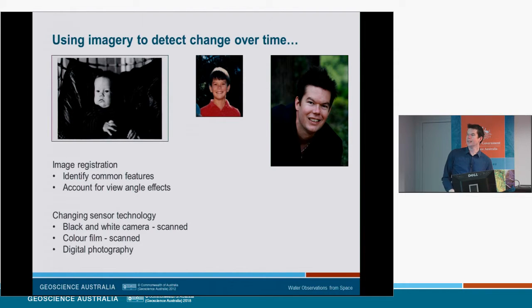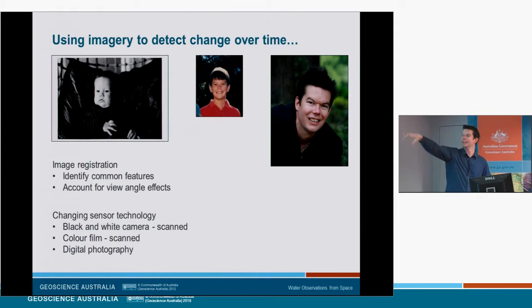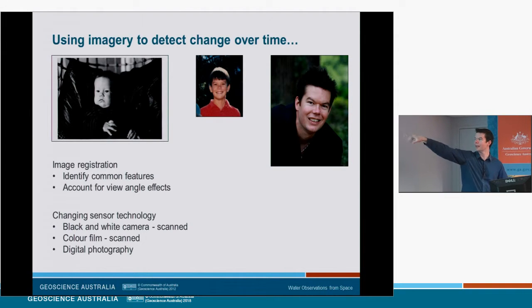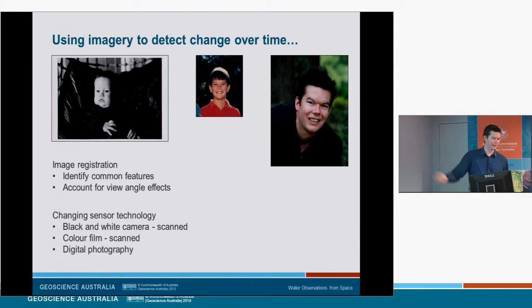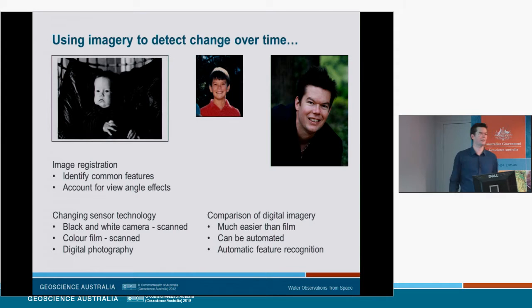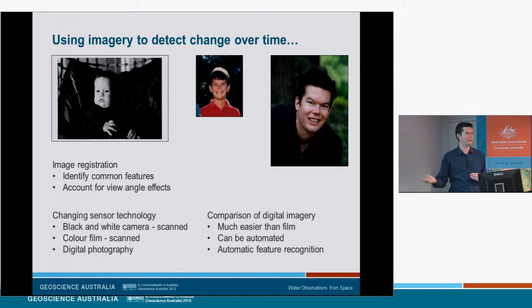Then of course you've got changing sensor technology. So you've got a black and white camera, a colour film camera, and finally digital photography. Now obviously I've scanned them all in, so they're all now digital images, and it's a lot easier to compare digital images than it is to compare film or hard copy images. And you can do things like automated feature recognition.